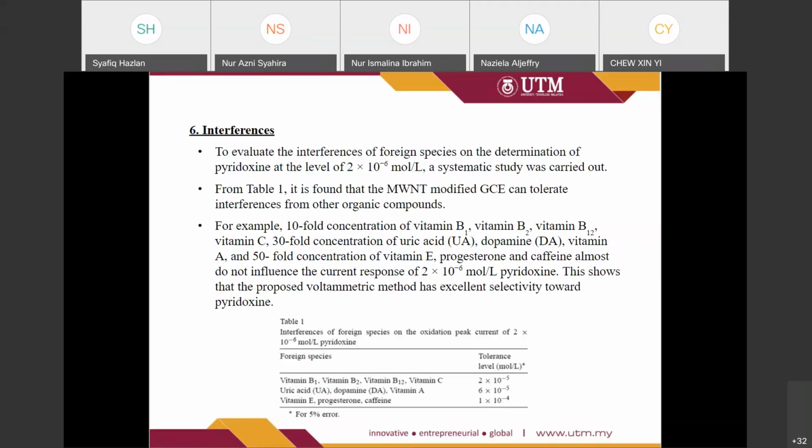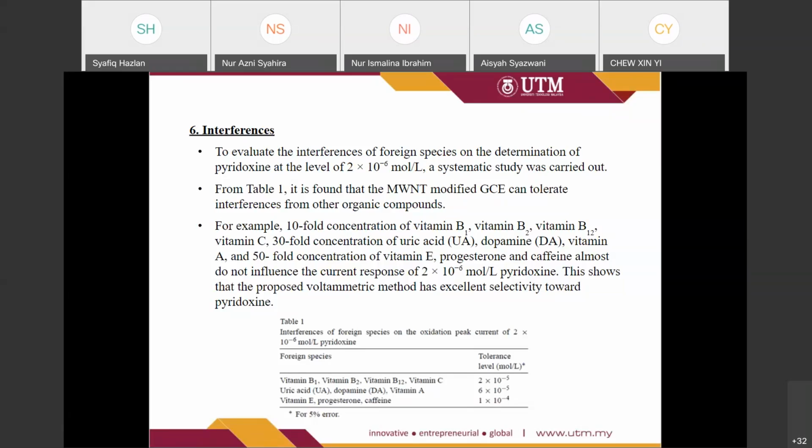For the studies of interferences, to evaluate the interferences of foreign species on the determination of pyridoxine at the level of 2 times 10 to the power of negative 6 mole per liter, a systematic study was carried out. From table 1, it is found that MWNT modified GCE can tolerate interference from other organic compounds.